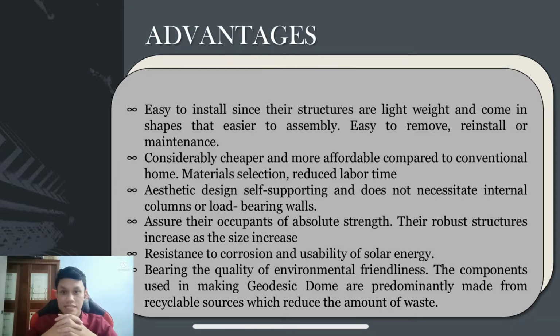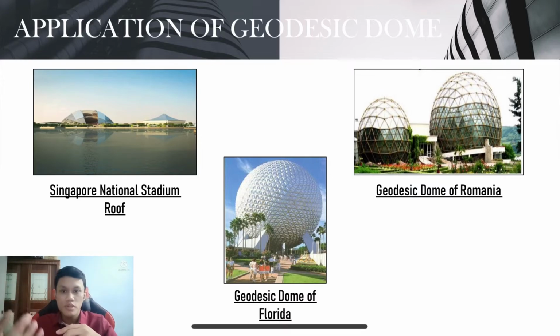First of all, it is easy to install since the structures are lightweight and cut in shapes that are easier to assemble, easy to remove, reinstall and maintain. It is cheaper and more affordable from its material selection and reduced labor time. It has an aesthetic design and is self-supporting without internal columns. It also has absolute strength, is resistant to corrosion, allows usability of solar energy, and lastly it is very environmentally friendly, where the components used in making the geodesic dome are predominantly made from recyclable sources. So geodesic domes have been widely built all around the world.